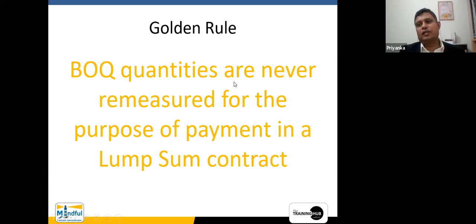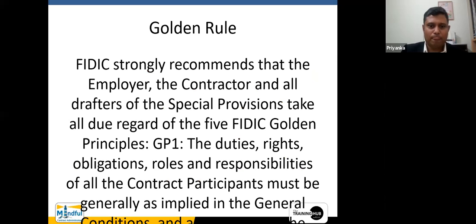Now, regarding the golden rule that someone asked me about the source of, right? I will give the exact source. It is actually based on some RICS documents which I have referred. I will give the exact source within next week, right? But normally it says the BOQ quantities are never remeasured for the purpose of payment in a lump sum contract. Okay. I'll give you the exact source for that one. And thank you for highlighting that as well, because it is not a golden rule which is appearing within the FIDIC conditions of contract, right?